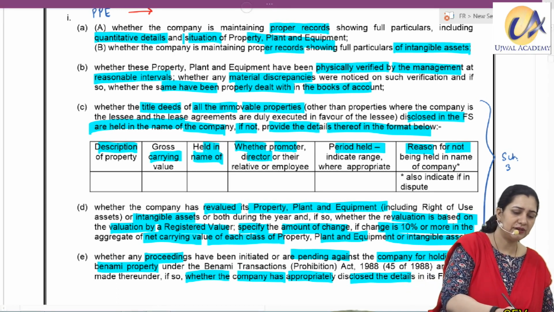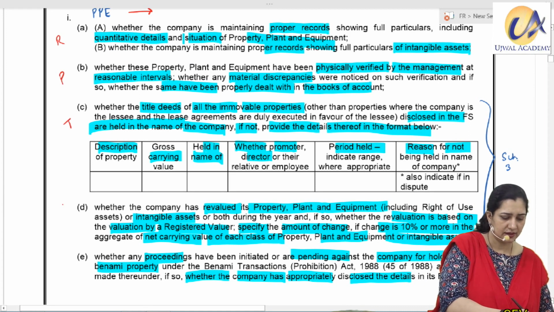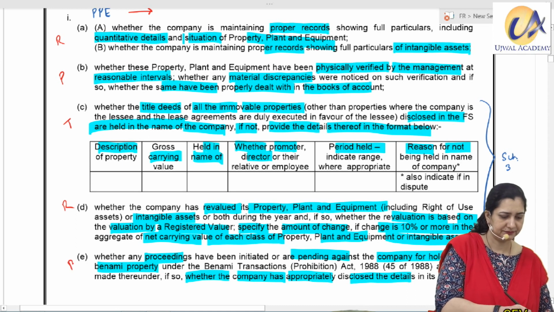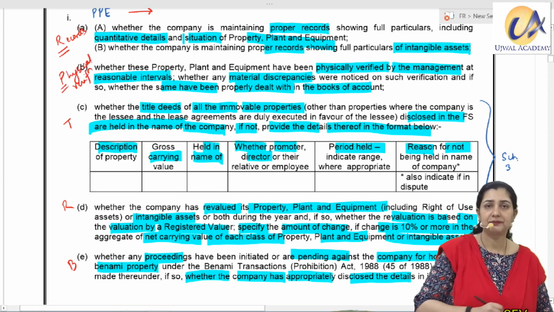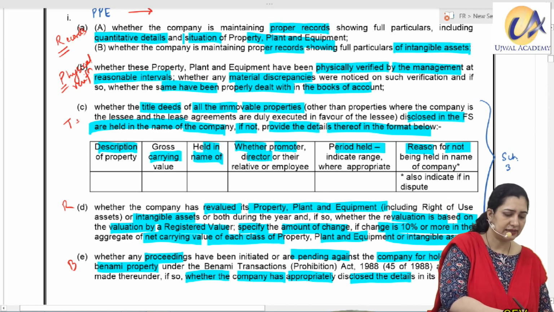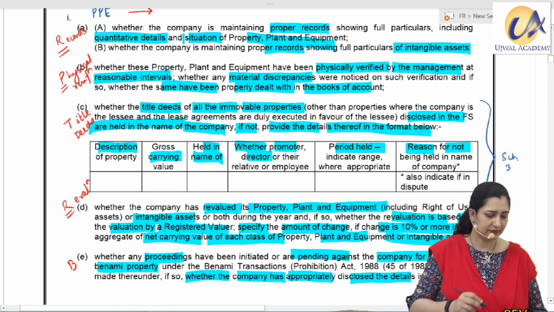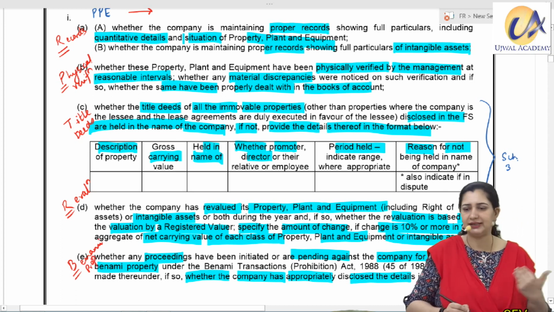Okay, so now how do we remember these points? We call this R, P, T, R, B. Records are maintained properly. Physical verification has happened from time to time, and any discrepancies have been properly dealt with in the books. Title deeds are in the name of the company. If not, give the details. R deals with revaluation done by a registered valuer. And B, Benami properties in the name of the company. Is there any case or anything against that?